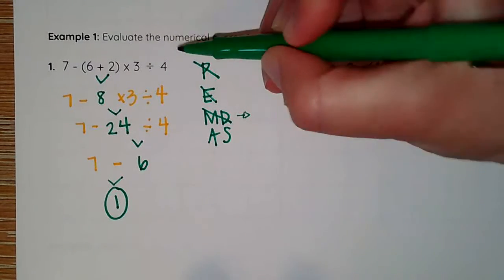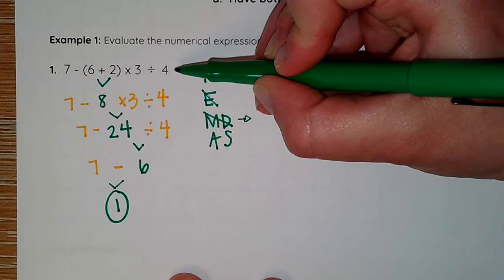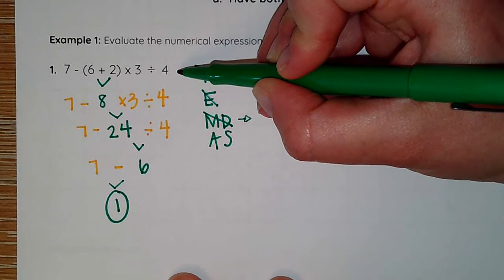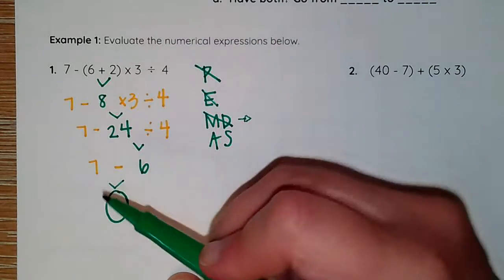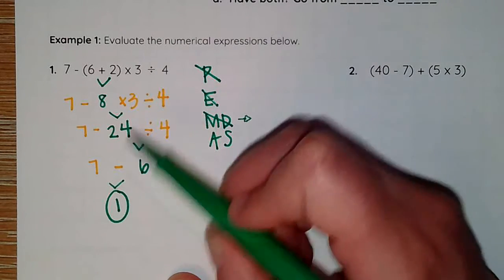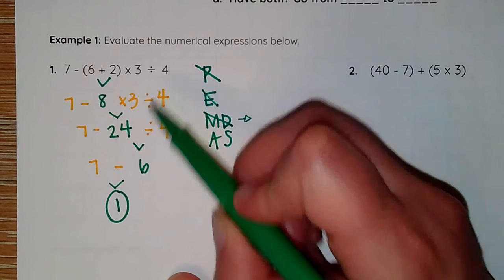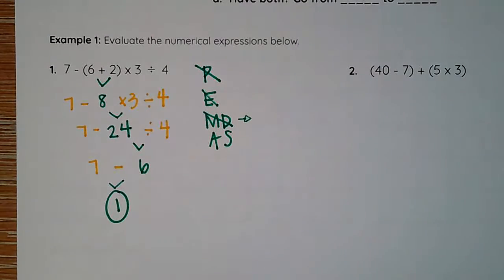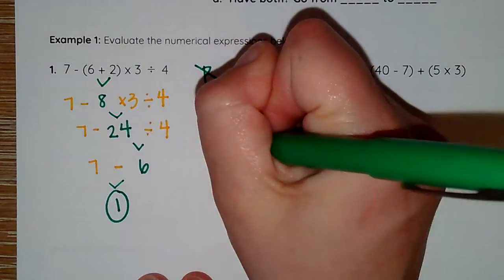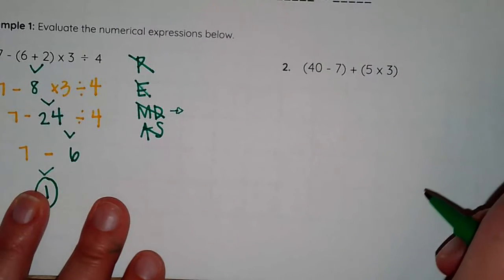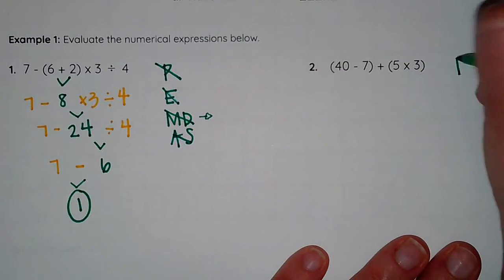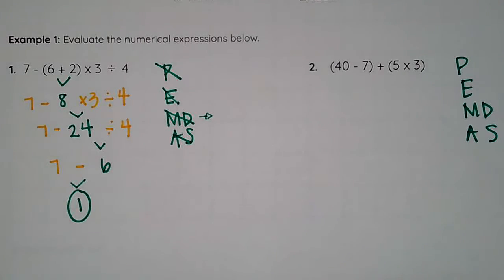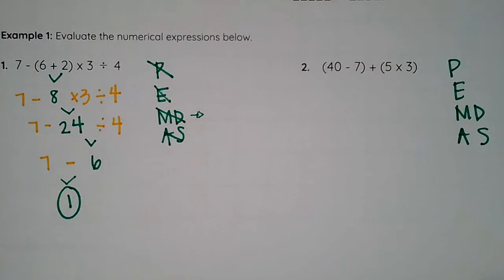So this right here is your numerical expression. We evaluated using the order of operations and determined that the value of this expression is 1. All right, let's do one more example together. Again, if you would like, you can write out that PEMDAS down the side of your paper to help remind you the order of your steps.